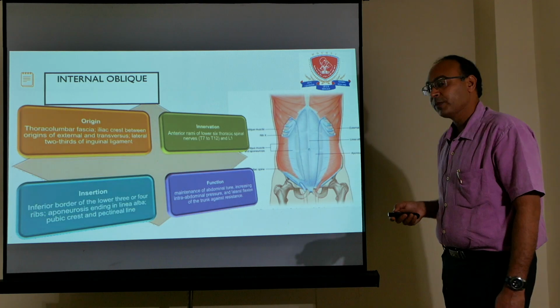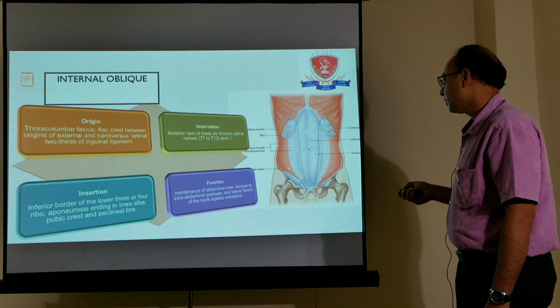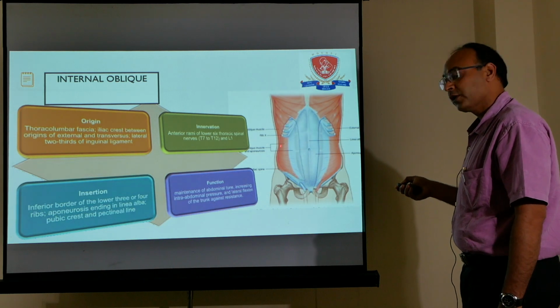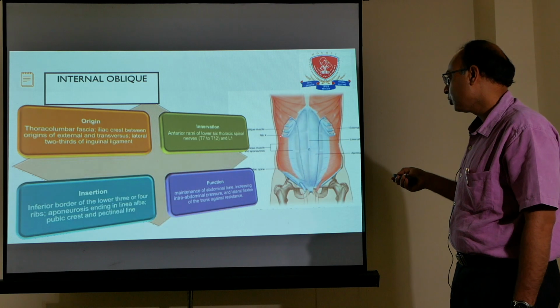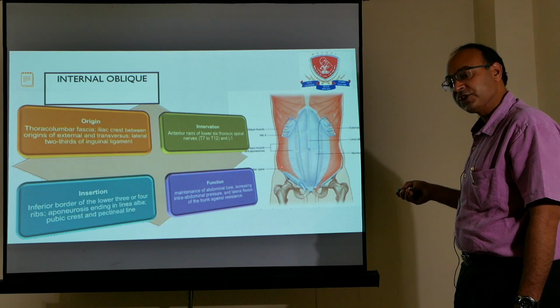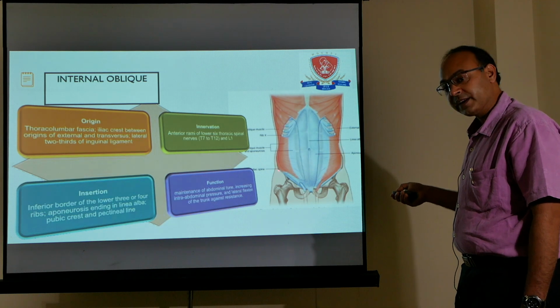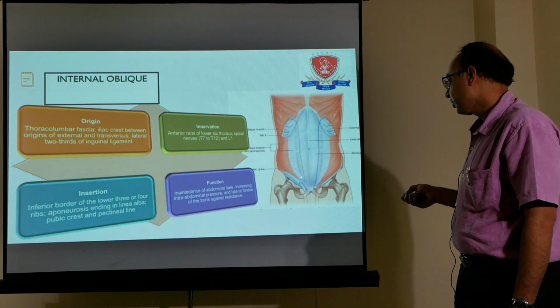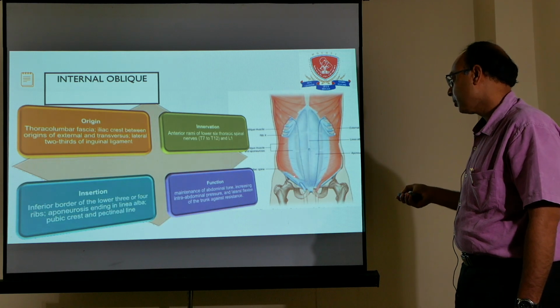This is the internal oblique muscle. Again, the origin of the internal oblique muscle is from the thoracolumbar fascia. This is the thoracolumbar fascia on the lateral flank. So the internal oblique originates from the thoracolumbar fascia, the middle part of the iliac crest, and the lateral 2/3 of the inguinal ligament. So this is the origin of the internal oblique.